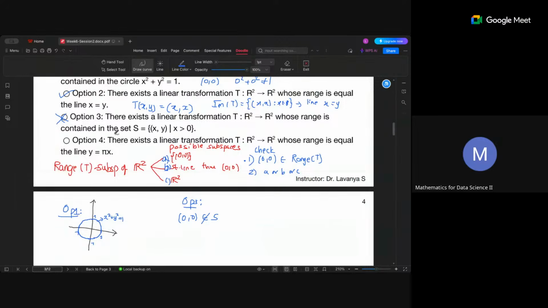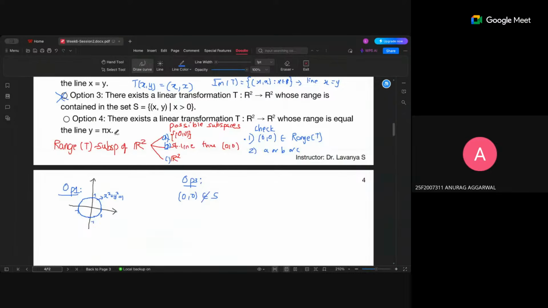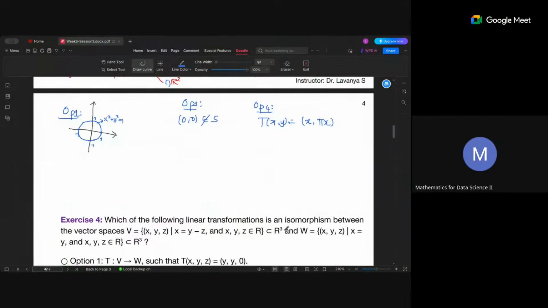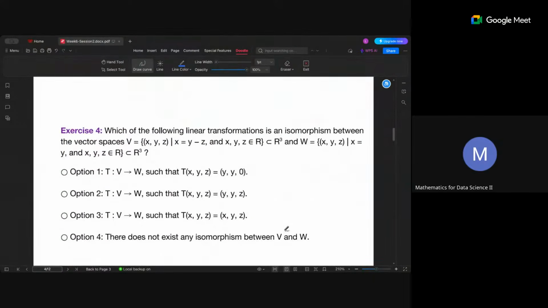What about this one? (0, 0) is possible. In fact, what can be the transformation? Can you try? (x, pi x). T of x mapped to (x, pi x). Very good. I see you people are becoming experts now.